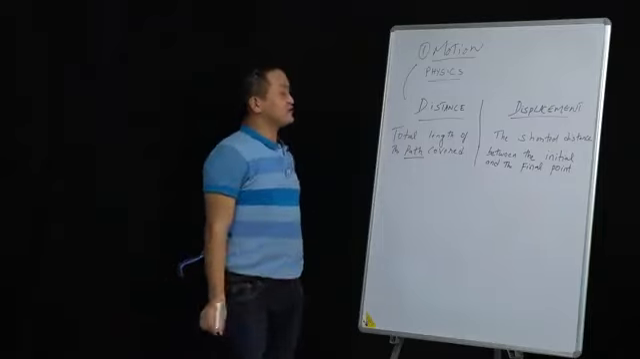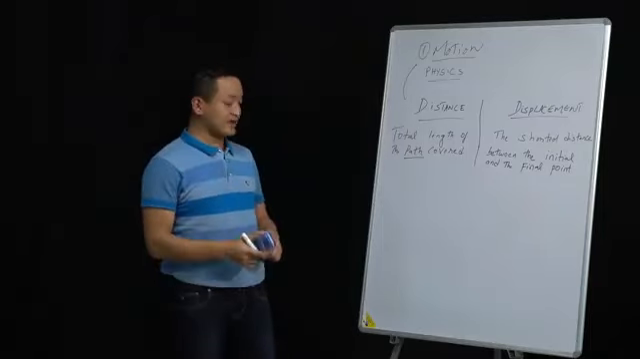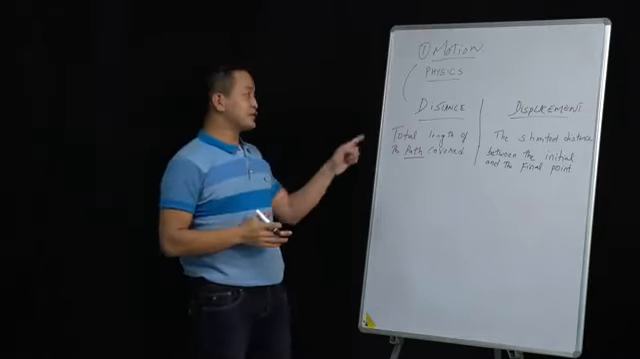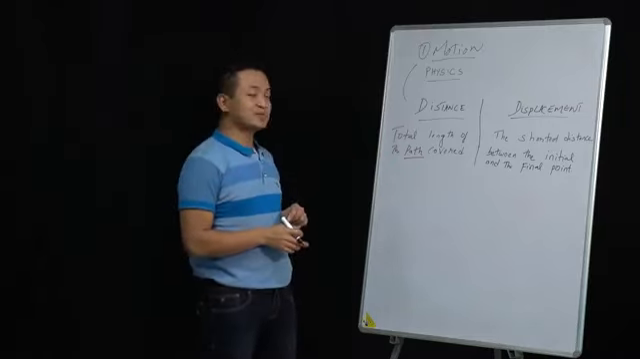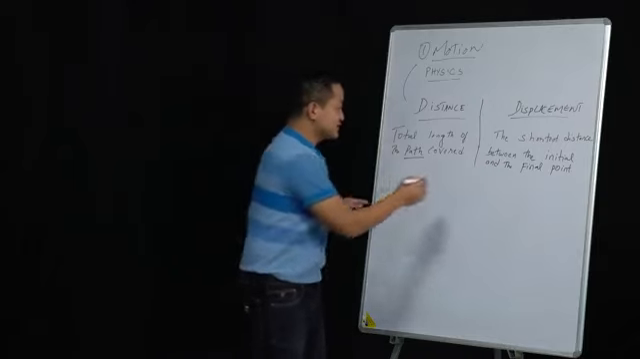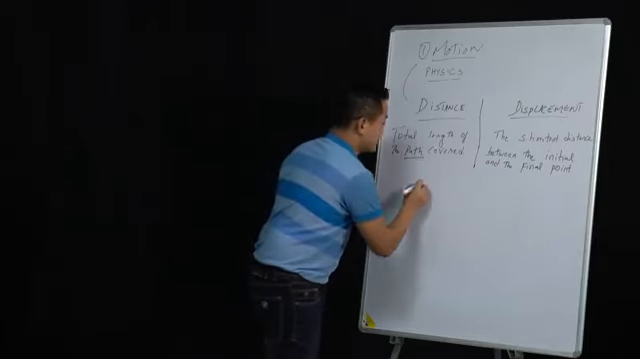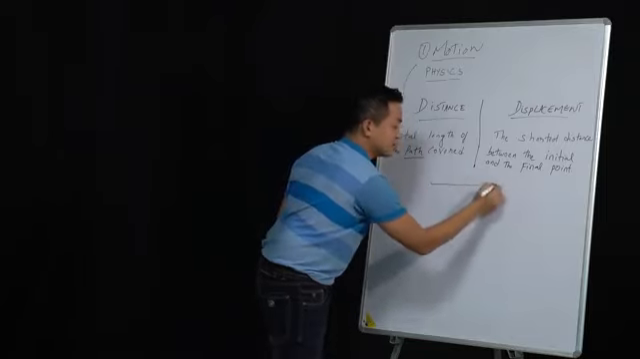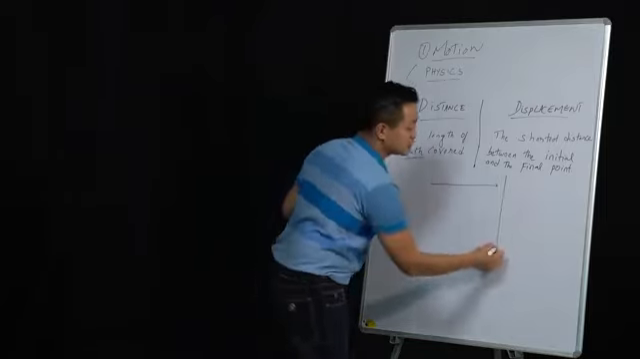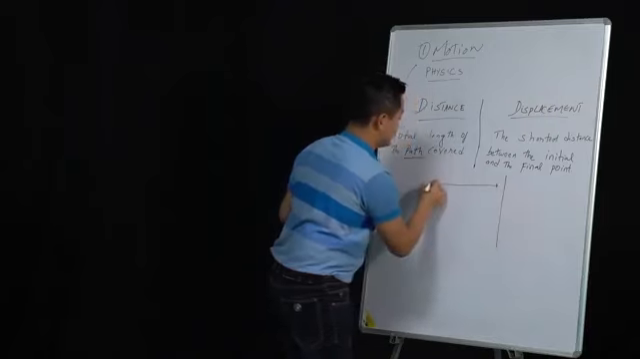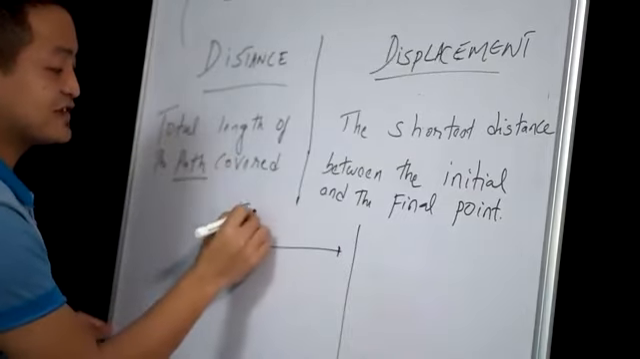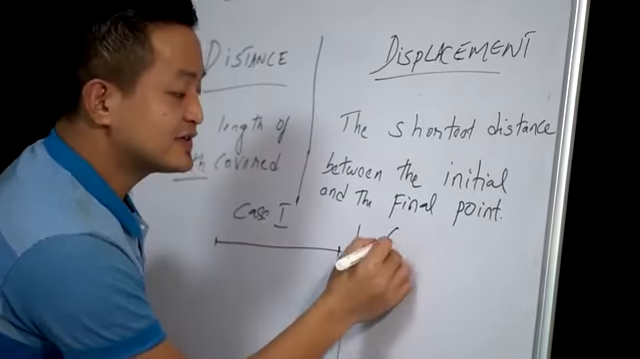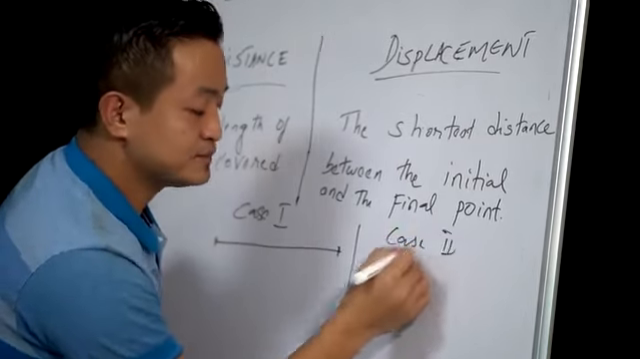So here's the definition for distance and displacement, and I will explain the major difference between distance and displacement. For this, let me show you a straight line. I'll show you two conditions. This is the first case, case 1. Clear? And this is case 2.